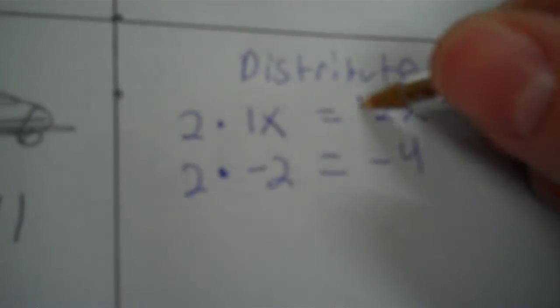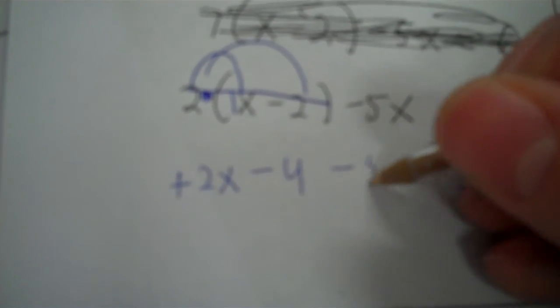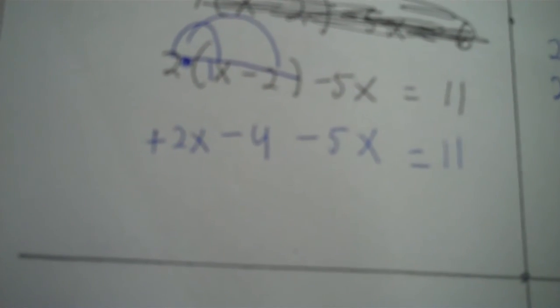So I line up my equals. I cross out the parentheses and the multiplying number. And then I put a positive in front of 2x. Positive 2x. And then minus 4. And I still got that 5x with the minus sign. And then 11. And now we simplify. So 2x's, they're on the same side.